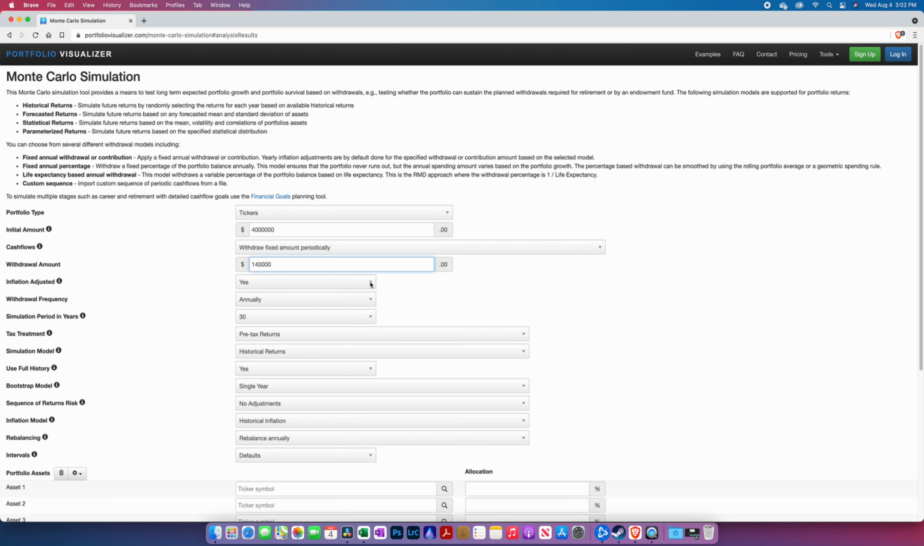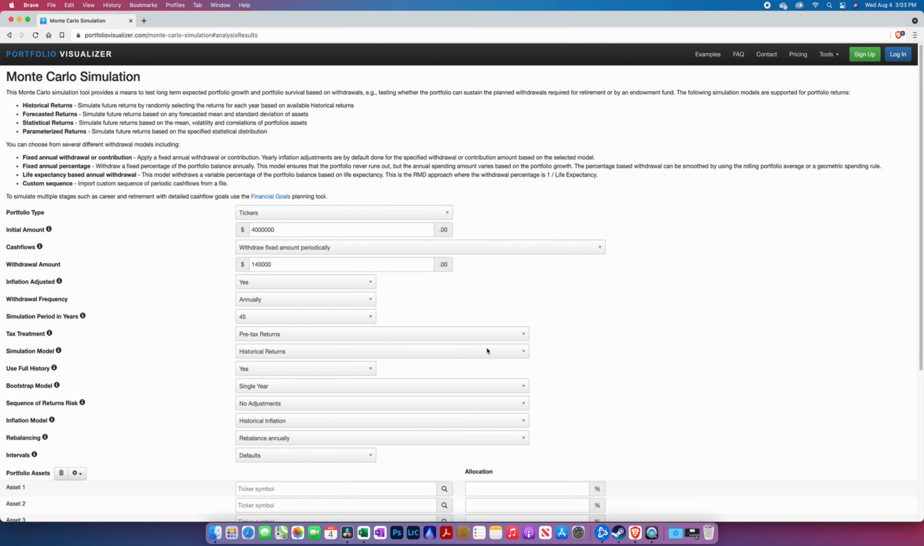We can adjust for inflation, and the default is yes, so we'll leave that alone. Withdrawal frequency is annually, but again, you can do it on a quarterly basis or monthly as you prefer. I'm going to leave it annual for now. And for simulation period, I'm going to go to 45 years. The rest of this we'll leave alone for now.